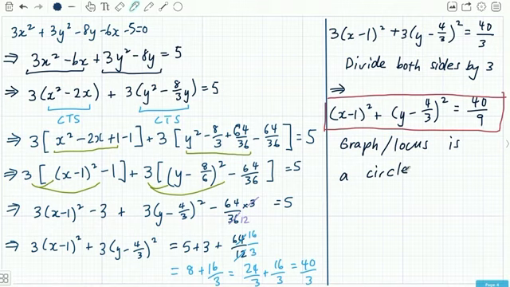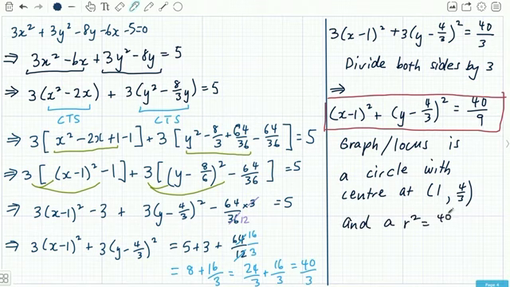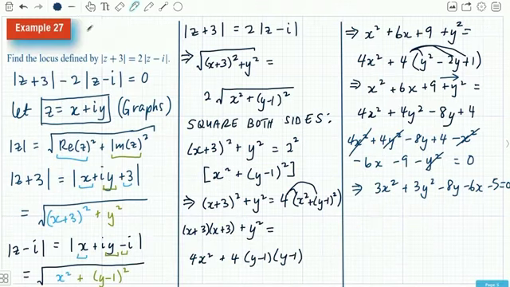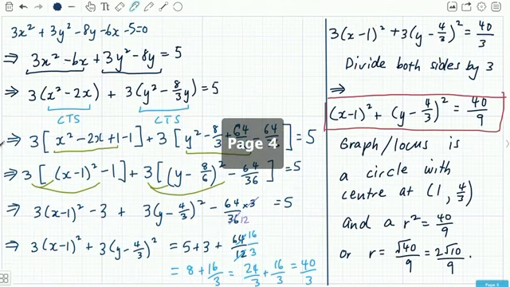Now the circle that you're looking at here has been translated. It's not an ellipse because it's not divided by different things here, but it's a circle with a centre at 1, 4/3. Remember, opposite signs to what's in the brackets, and a radius squared of 40 on 9, or a radius of root 40 over 9, which is 2 root 10 over 3 for the radius. So after all of that work, what we found is that our original graph, finding the locus defined by this, actually ended up being, at the end of the day, a circle.